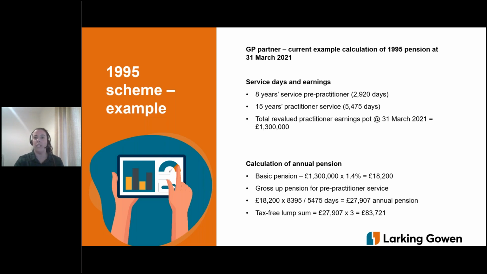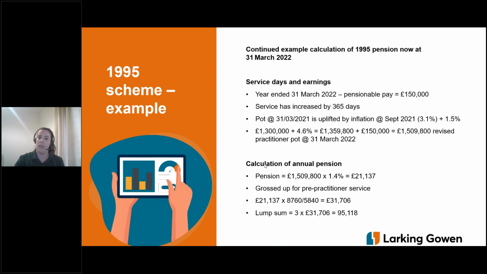What we're going to do is take it forward a year to see how inflation plays a part in these calculations. So we've now moved forward a year to March 2022. So this doctor in that year had pensionable pay of 150,000, not unusual for a GP partner, with 365 days of service.